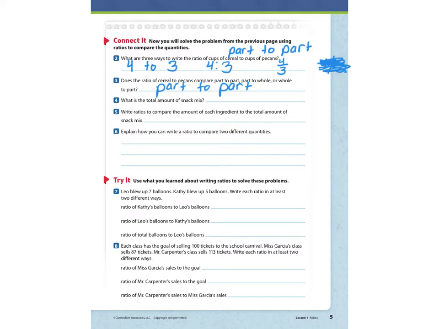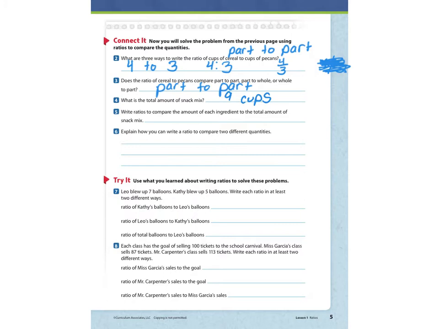So yeah, it seems to help us solve the second page. This is kind of looking at the problem and bringing it all together. What is the total amount of snack mix? It is 9 cups. We had our total. Write ratios to compare the amount of each ingredient to the total amount.